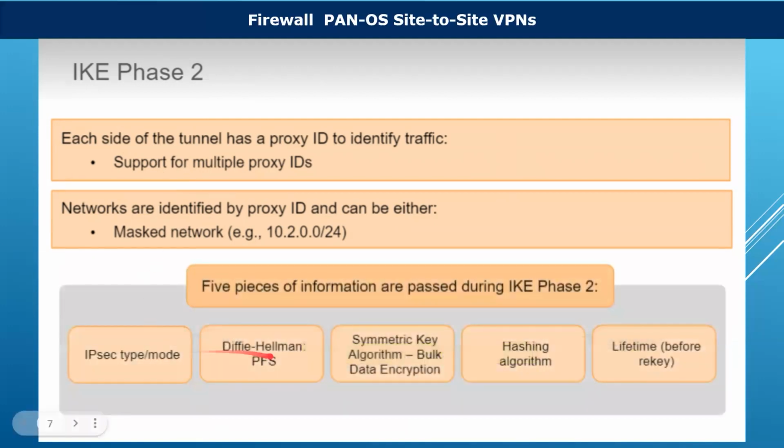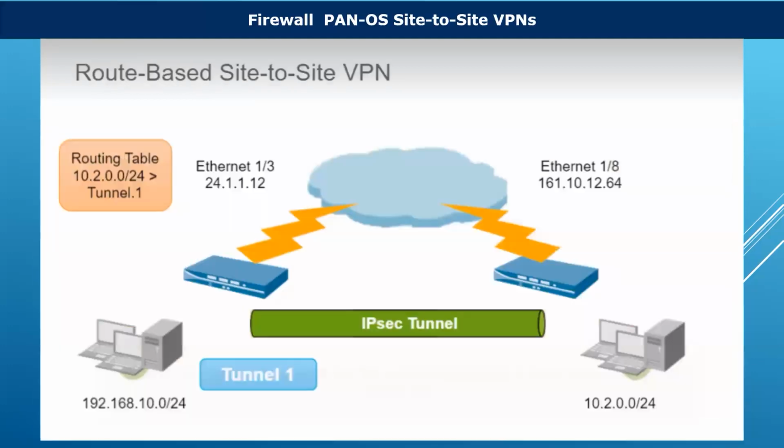So here in phase 2, guys, you will get the options: IPsec type, mode, okay, DH PFS group, okay, symmetric key algorithm, hashing algorithm, lifetime. So guys, same method, same protocol, whatever you are using in phase 1, but in phase 1 we are using that one just to make the secure communication, to verify who is the right person. In phase 2, the same algorithm we are using to encrypt and decrypt our data.